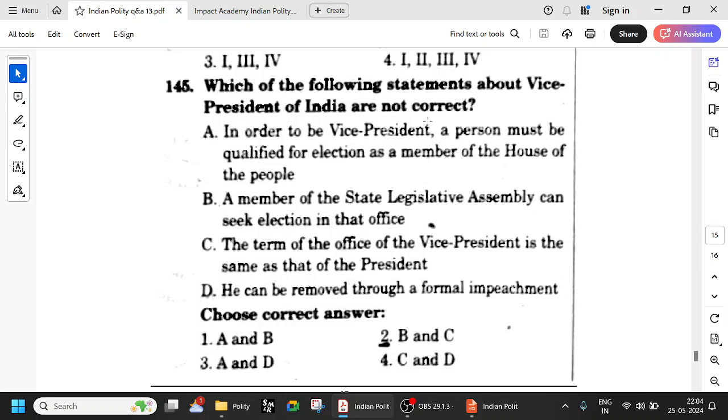So here it is asking which is not correct. So here B and C are correct. So what is not correct is A and D. Okay. A member of the State Legislative Assembly can seek election to the office, definitely. Even if you are an MLA, you can try for becoming the Vice President. The term of the office of the Vice President is the same as that of the President. Okay, that is also true. So B and C are correct. A and D are not correct.